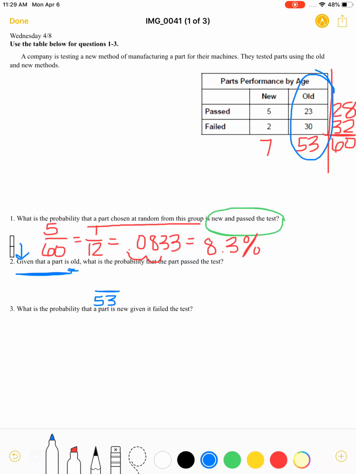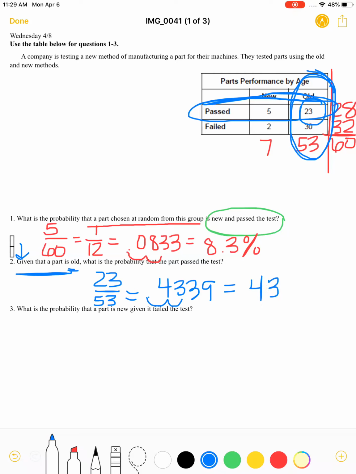Now our numerator is going to be that the part passed the test. So we want to know how many of these old parts passed the test. And here's the passed. Again, we're looking for the overlap. 23 old parts passed the test. So 23 is our numerator. You want to always reduce the fraction if you can, and this time you cannot reduce 23 over 53. Just double check my brain, and that is correct. You cannot reduce it, but we can give the decimal, and we get 0.4339. And then if we want to make that into a percent, we move it 2 spots, and we get 43, and I'm just going to round to the nearest tenth on these, and you get 43.4.